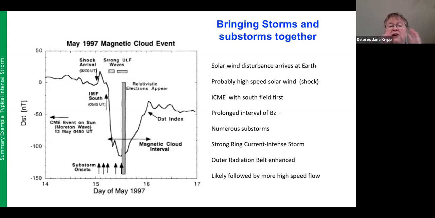So on one graphic, I've summed it all up. One storm in one black and white graphic. I think maybe I'll take a break here and see if any hands go up, and then we'll switch over to the other, what happened in the really big storm.